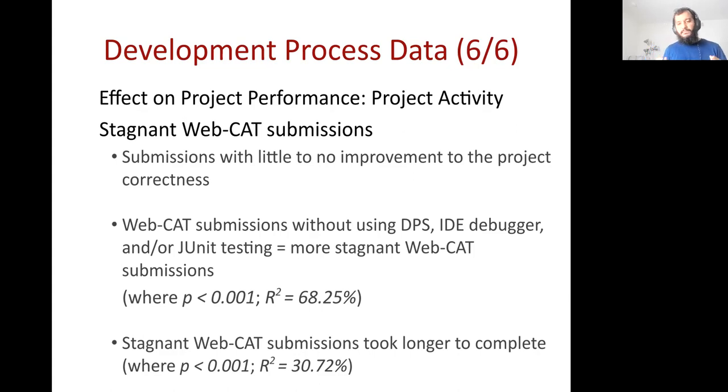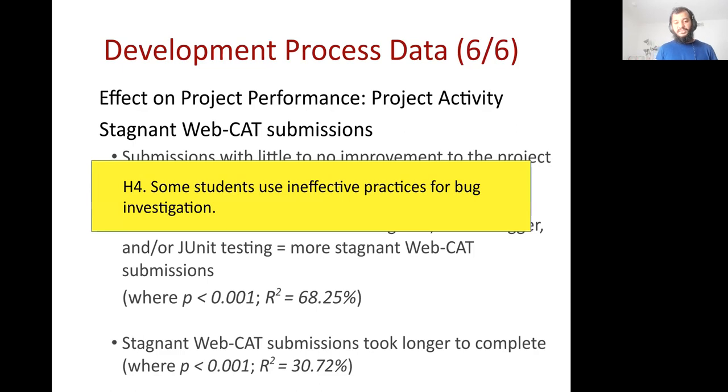We found that making WebCat submissions without using additional techniques such as diagnostic print statement, source level debugger, and or JUnit testing give rise to more stagnant WebCat submissions. We also found that these stagnant WebCat submissions tend to increase the time spent to complete the project. So we can verify that some students use ineffective practices for bug investigation.